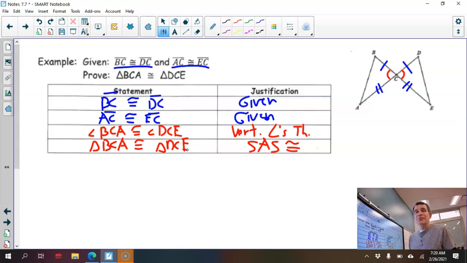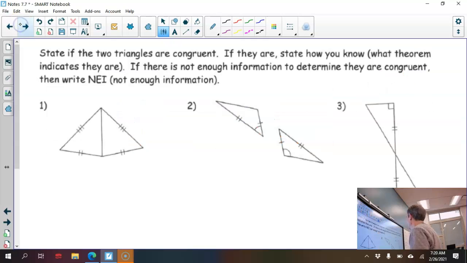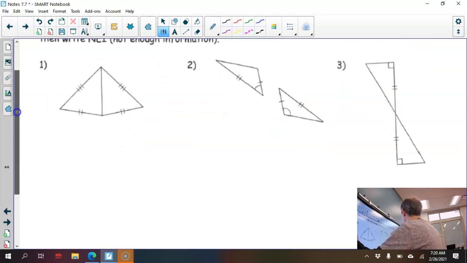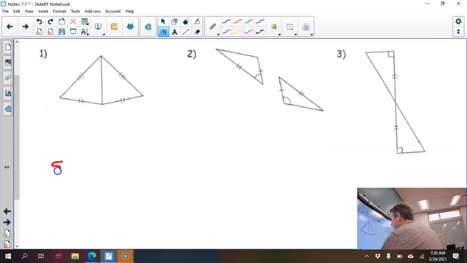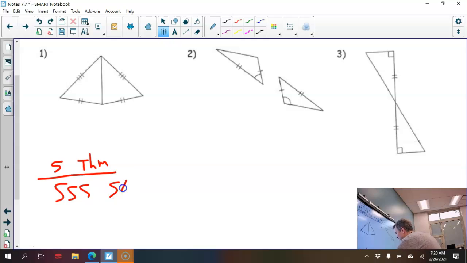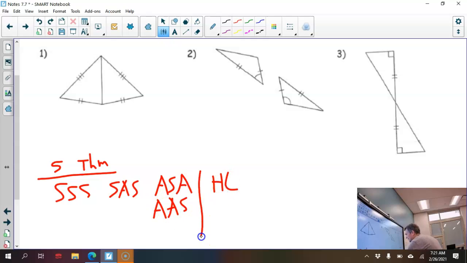If you are trying to prove that 2 triangles equal each other, you are always going to use one of our 5 theorems that we now have. And I'm going to review those real quickly here. We now have 5 theorems. We have side, side, side; side, angle, side; angle, side, angle; angle, angle, side; and hypotenuse leg.